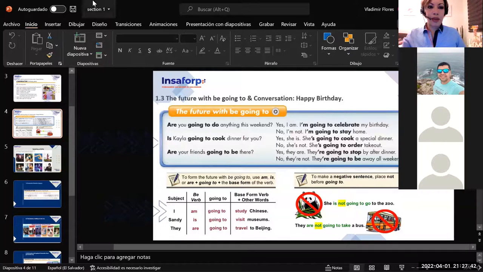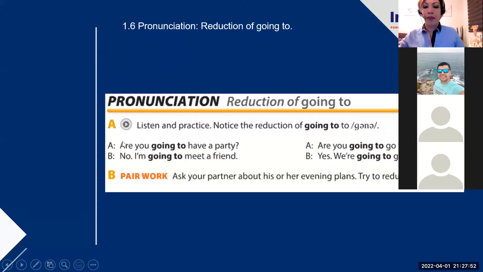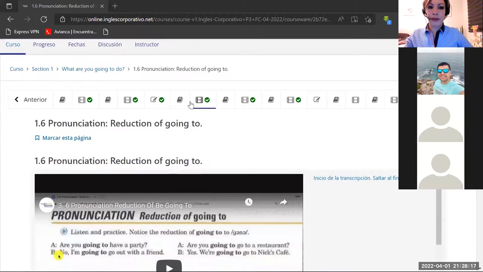Okay, so ya cubrimos esa parte de los yes no questions que nos quedó pendiente ayer y pues aprovechamos a practicar pronunciación. Ahora lo que viene es la reduction of going to, que ya lo estuvimos practicando ayer, pero no está de más ver el video y practicar una vez más con estas preguntas que igual son tomadas de la conversación que practicamos el día de ayer. Déjenme comparto pantalla y vamos a escuchar el video una vez más.